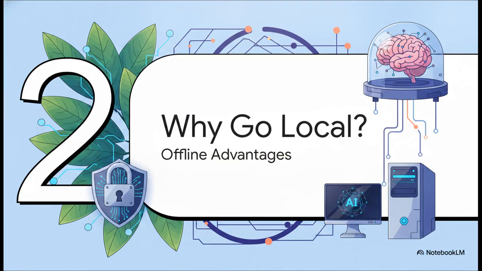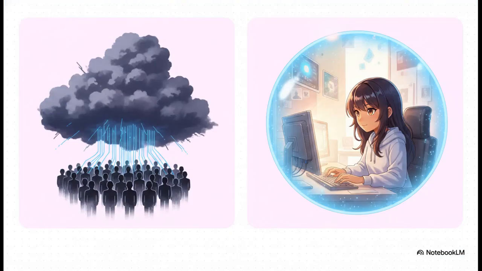Moving on to Section 2, why go local? Let's see how taking your AI completely offline totally flips the script on these environmental and privacy issues. It's like night and day between these two approaches. With cloud AI, you're sharing a server with over 100 million other people, you're paying with your privacy, and you're handcuffed to an internet connection. But with local AI, the whole model lives 100% right there on your device.